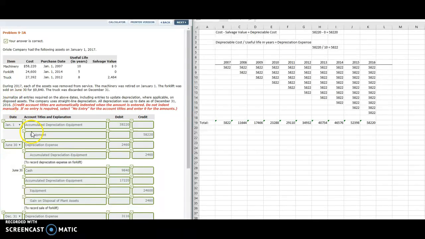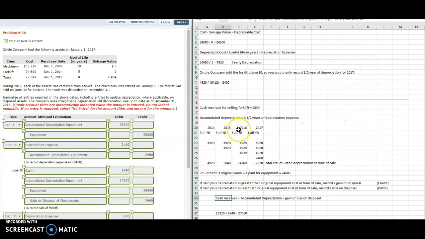And then for the next asset, we're told that they're selling the fork truck, and they sold that fork truck on June 30th. So the first thing we need to do is record the depreciation expense for 2017, because we learned that the depreciation for 2016 was already recorded, so we only need to record the expenses for 2017. But June 30th is when they sold the fork truck, so they would actually only record half a year's worth of depreciation expense for that rather than the full year.